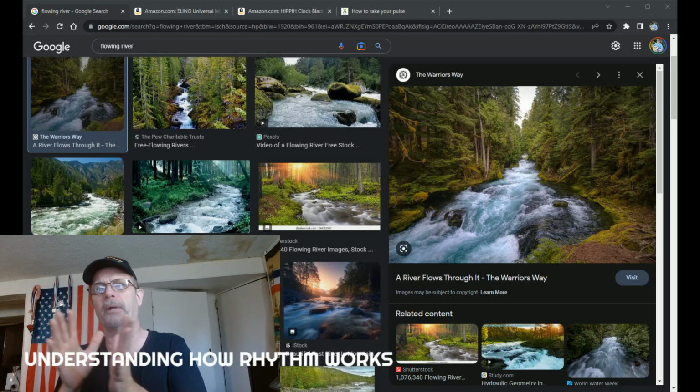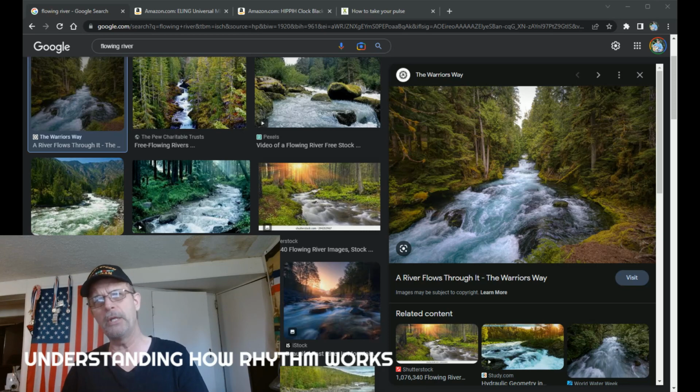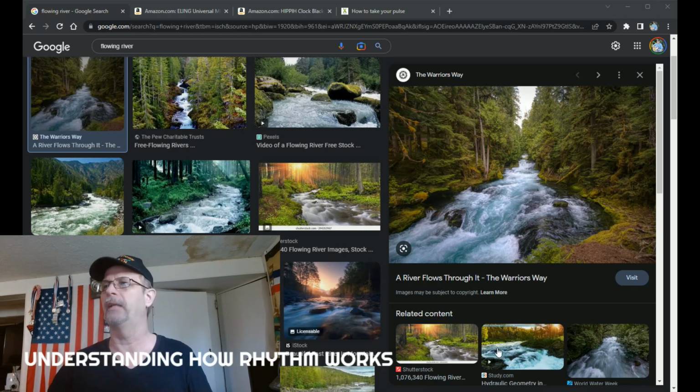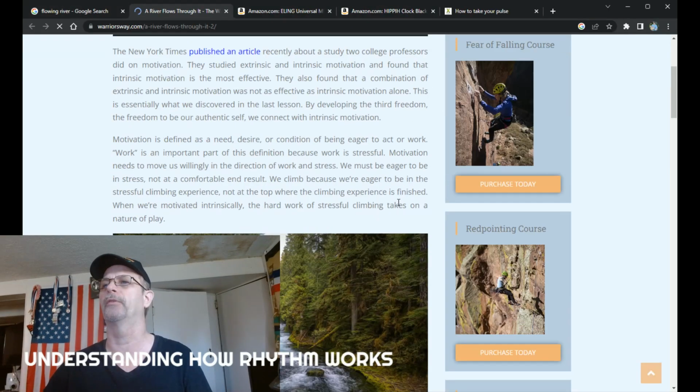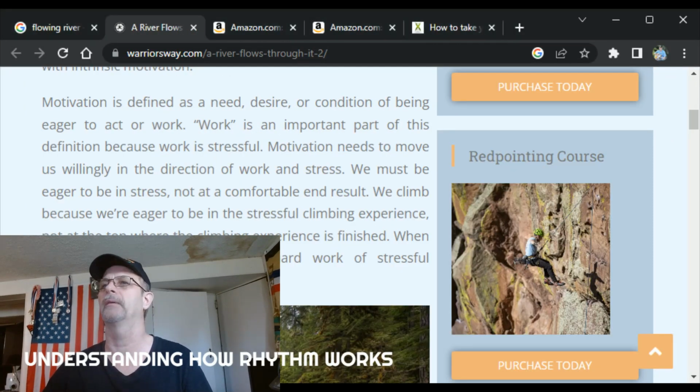I'm going to first compare it to the flow of a river. Music is a lot like a riverbed. Now, let's look at this top one here. I'm always just going to look at the top one. You can see the top here. Now, as we flow along the river, here we go.